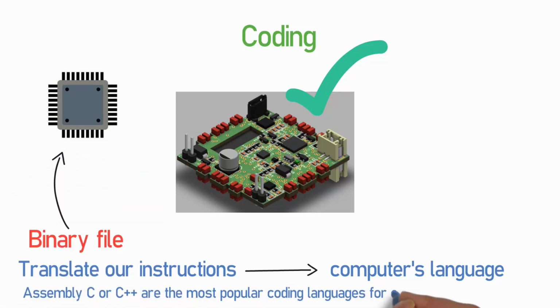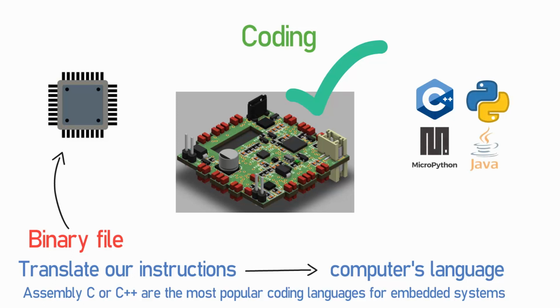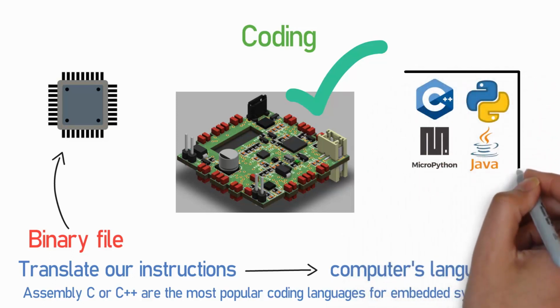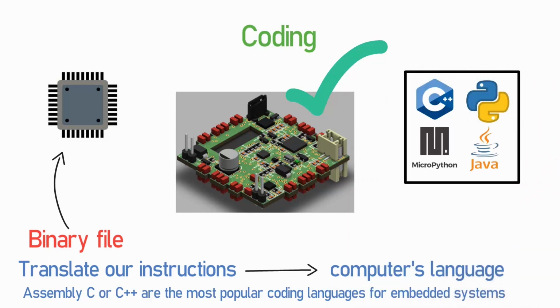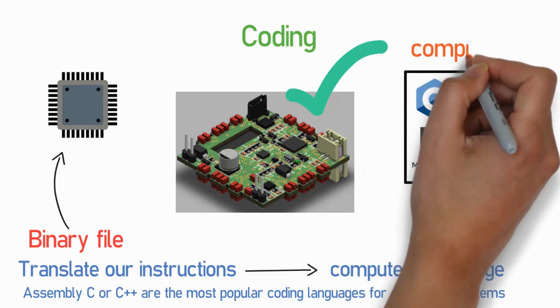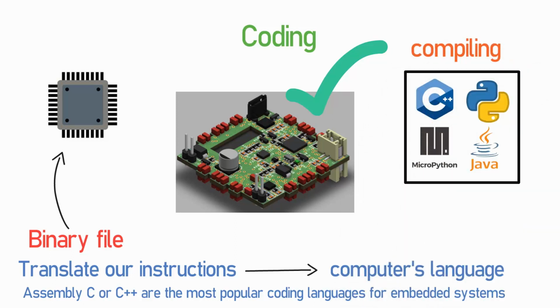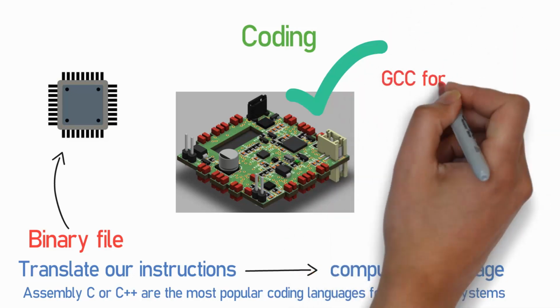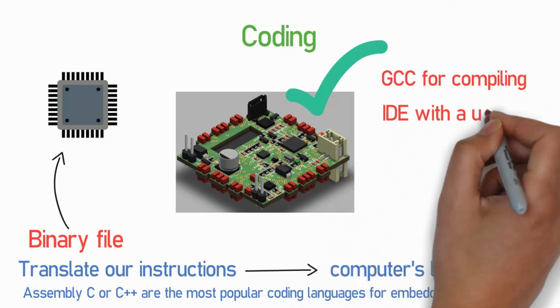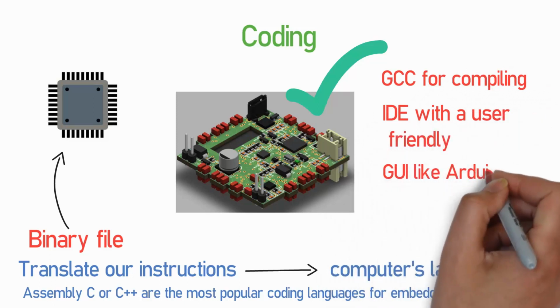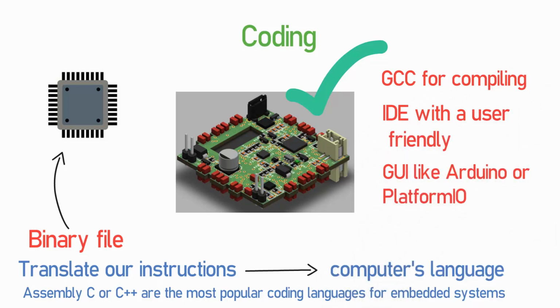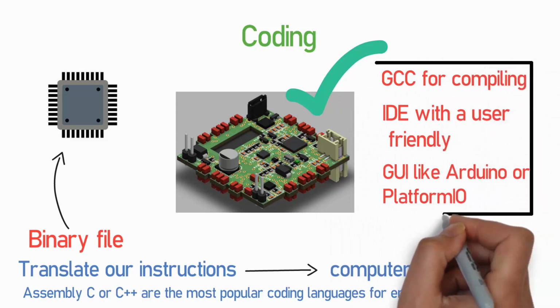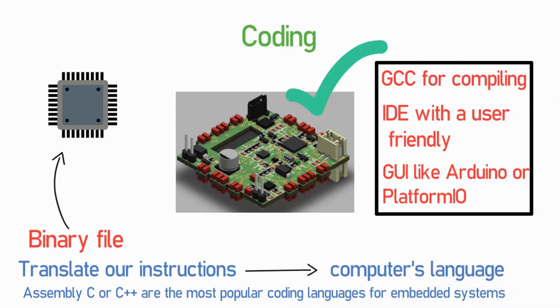Assembly, C or C++ are the most popular coding languages for embedded systems. Python, MicroPython, and Java can also be used since humans can decipher these languages. Converting the high-level languages into a binary file is called compiling. Assembly and C can be written in just a simple text file, using GCC for compiling, or an IDE with a user-friendly GUI like Arduino or PlatformIO. All the mentioned tools are open source software and free to use.